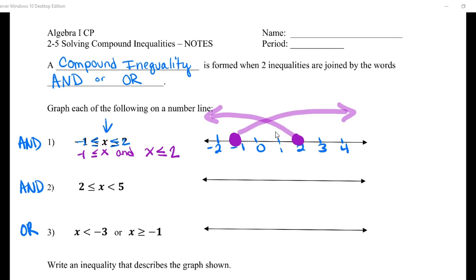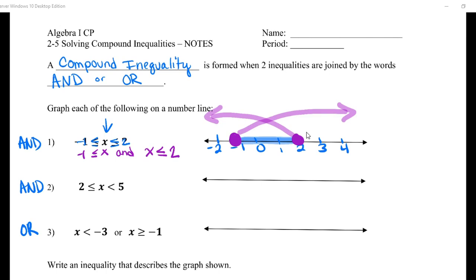So for and inequalities, it's the shading that's overlapped because it has to satisfy both sides of the inequality. So where it overlaps is right in the middle. Okay, so those values that are shaded, -1, 0, 1, and 2, those values satisfy both parts of that compound inequality.